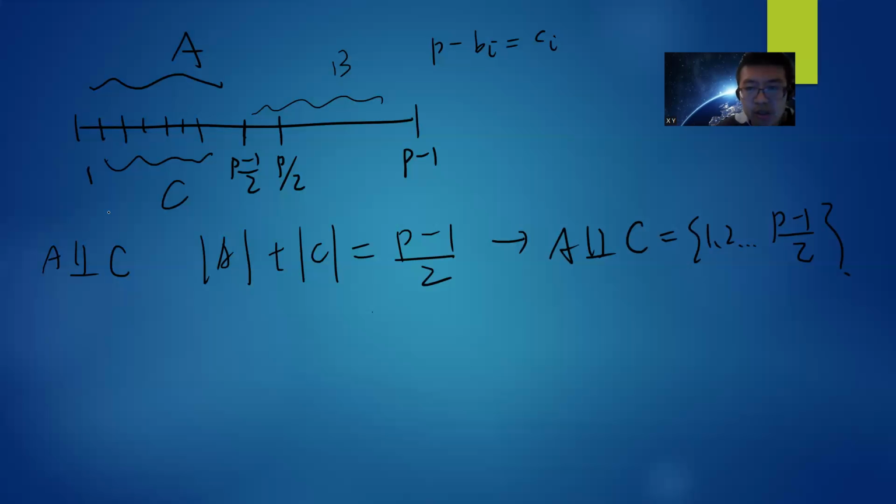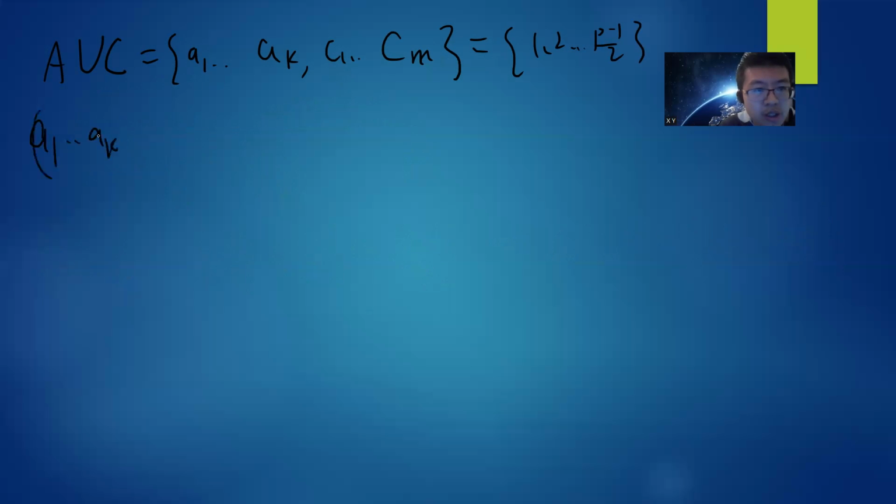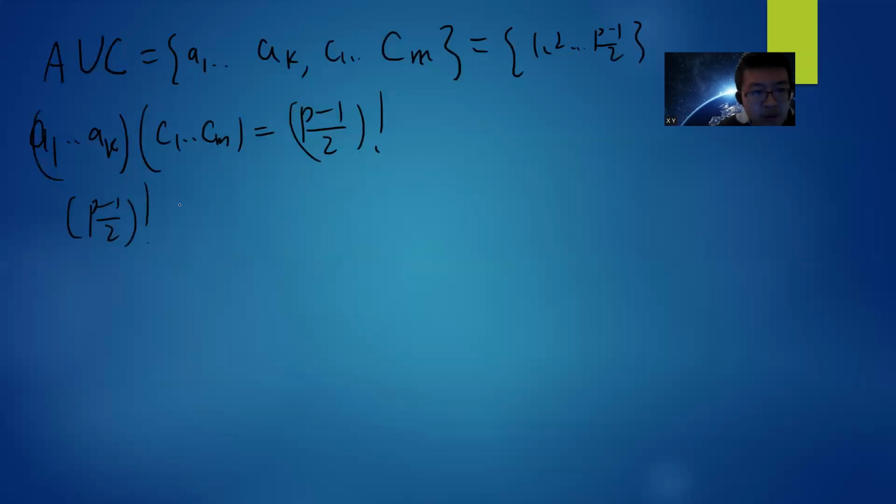Because let's write it down. I have A union C will be just A1 up to AK, C1 up to CM, and then basically just a permutation of 1, 2, up to (p minus 1) divided by 2. Okay, so I get A1 up to AK times all of this, C1 up to CM, equals (p minus 1) factorial, right? By definition. And so this (p minus 1) factorial, by definition, will be just this, let's say mod p.